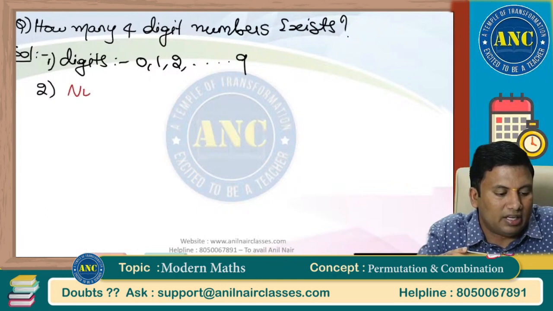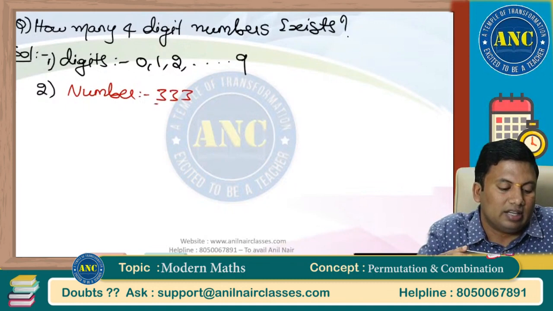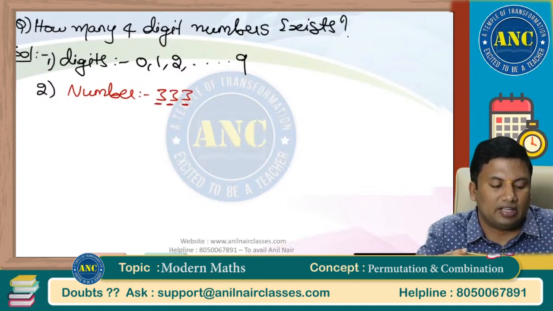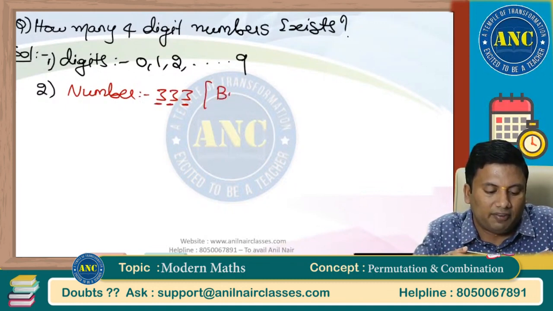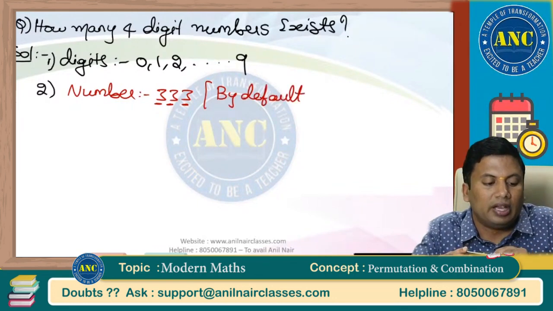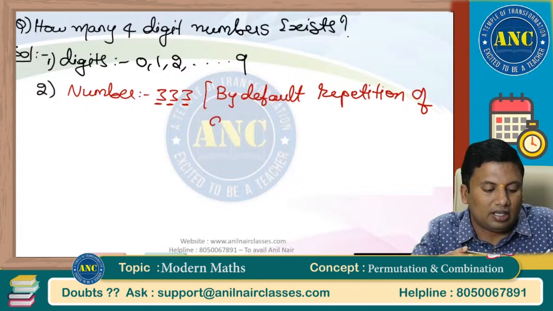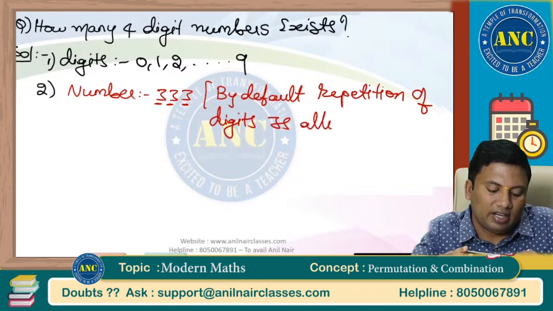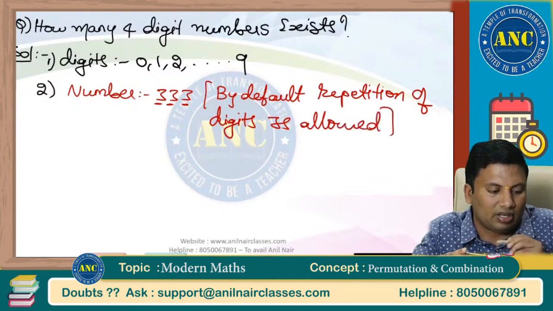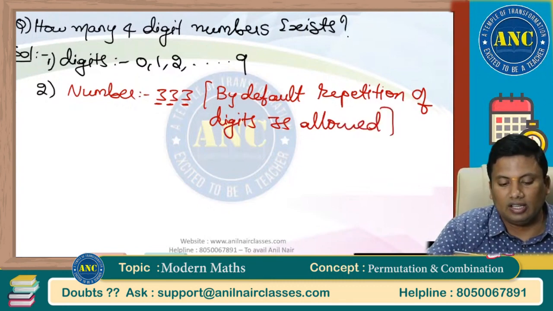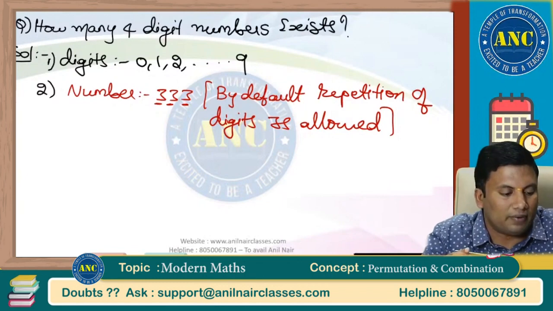Suppose a number is there, for example 333. The digit 3 is repeated thrice. That means by default, repetition of the digits is allowed. Please write down: in numbers, by default, repetition of digits is allowed. If nothing is given in the question, still the repetition of the digits is allowed.